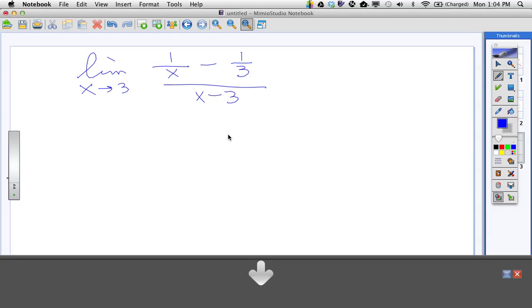Okay? Again, the first thing you should do is substitute. So you put a 3 in for x, you get 1/3 minus 1/3 on top, which is 0. Put a 3 in the bottom, you get 0. 0 over 0 means keep going. So this is common denominator and cancel. Or bow tie, or clear the fractions, whatever you want to call it.